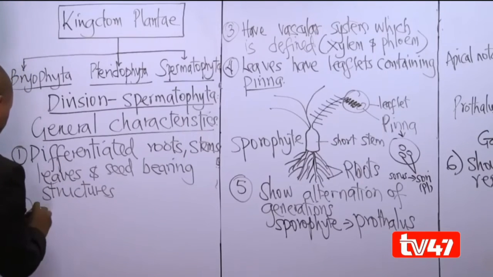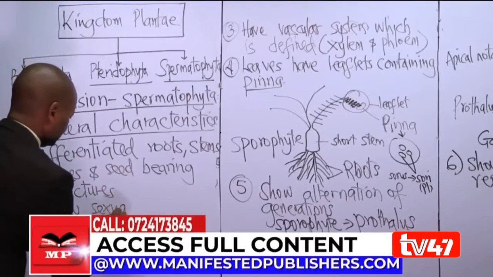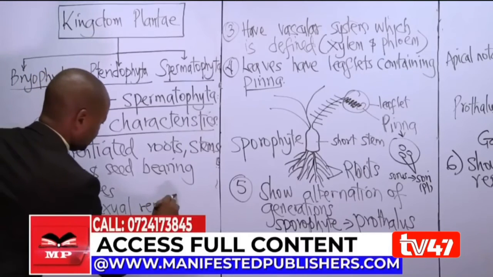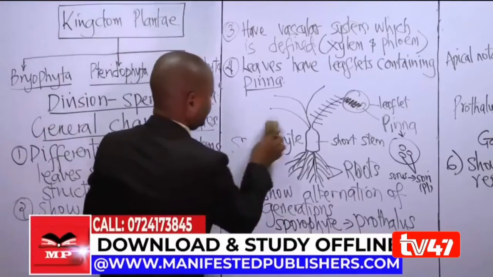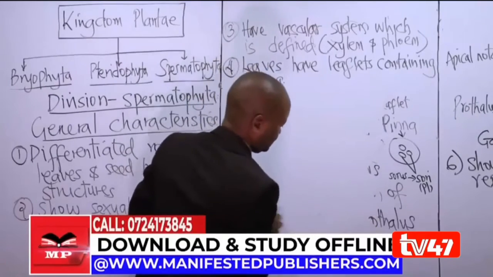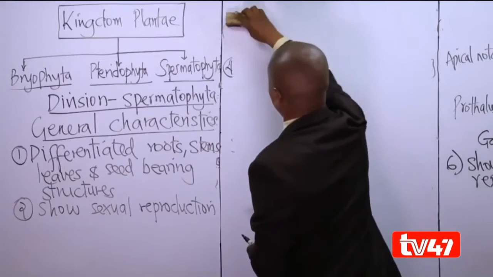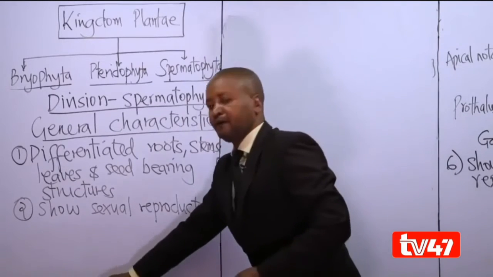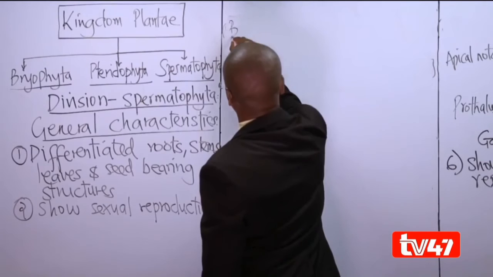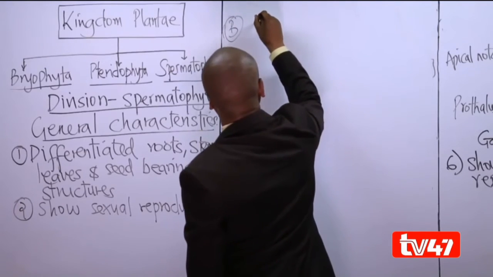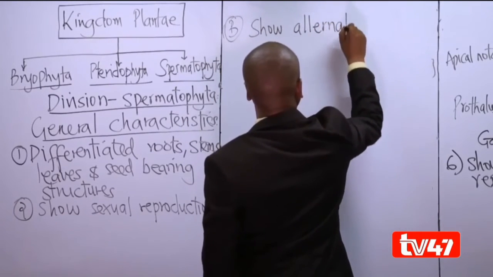Then two, they show sexual reproduction. We have noted that one. Next, among the general characteristics of this division Spermatophyta, they show alternation of generations. This one we already know, so we might not explain a lot, as we have already explained in detail.